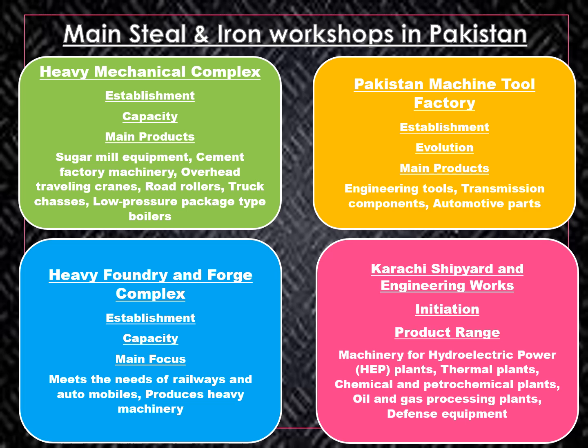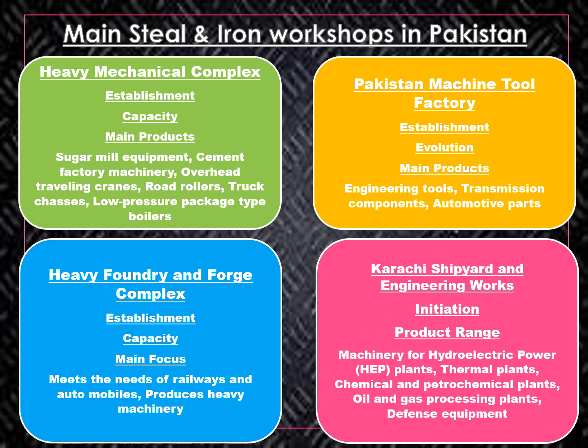Then we have the Pakistan Machine Tool Factory. It was inaugurated in Karachi in 1968 with Swiss support, and it was developed into a sophisticated engineering complex. They make engineering tools, transmission components, and automotive parts. Then we have the Heavy Foundry and Forge Complex, which was set up in Taxila with Chinese collaboration in 1976. It also had a steel melting capacity of 60,000 tons. The main focus is to meet the needs of railways and automobiles, and it produces heavy machinery.